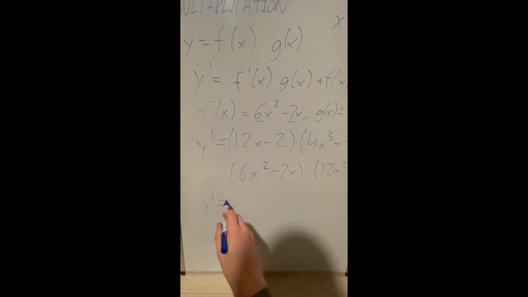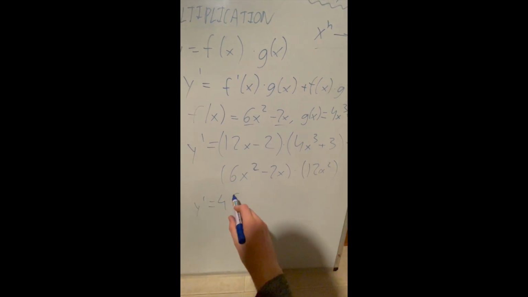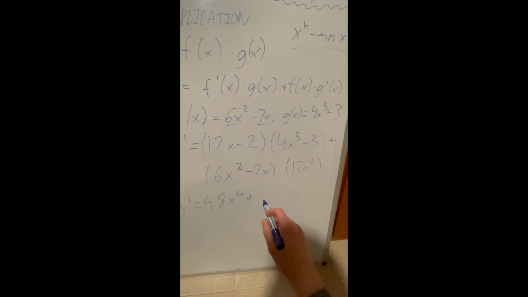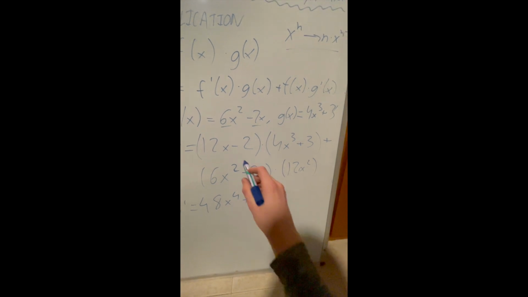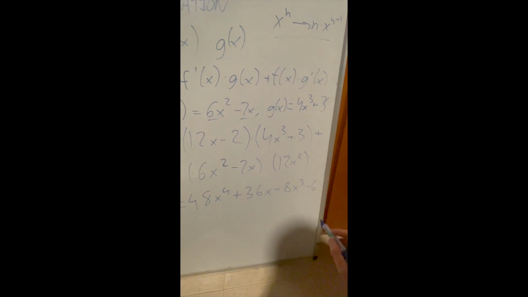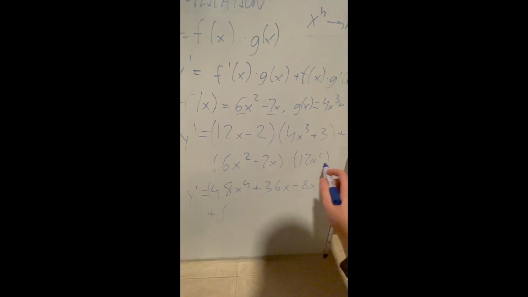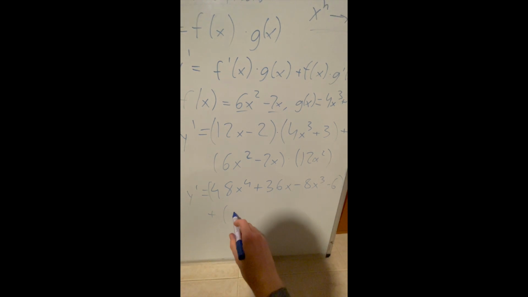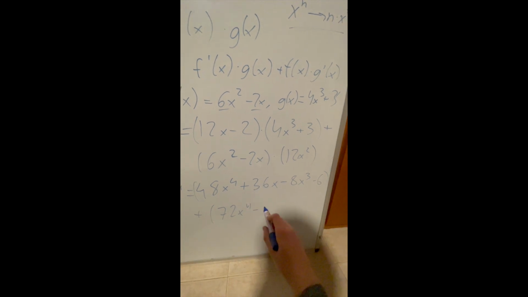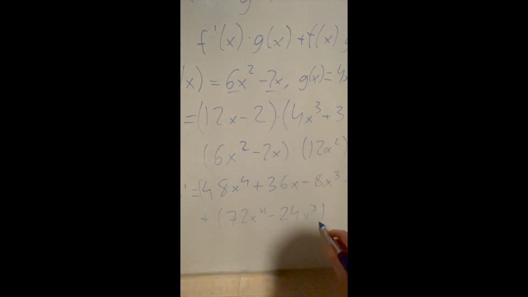And therefore, this is 12x times 4x cubed. This is going to be 48x to the power of 4 plus 3 times 12x, which is 36x, minus 2 times 4x cubed, which is minus 8x to the power of 3, minus 6, plus 6x squared times 12x squared. This is going to be 72x to the power of 4 minus 2x times 12x squared. This is going to be minus 24x cubed.